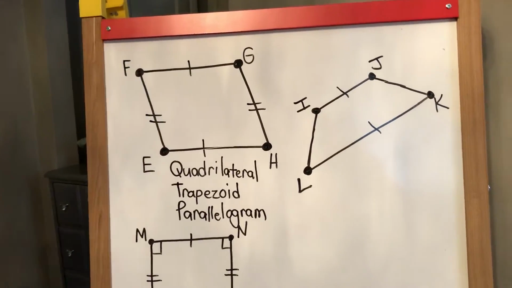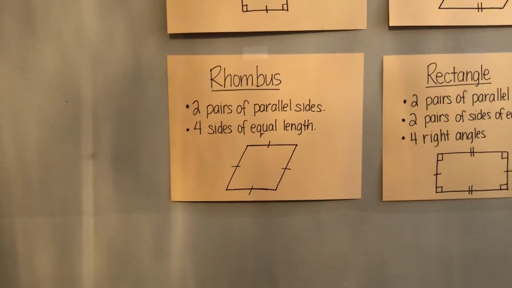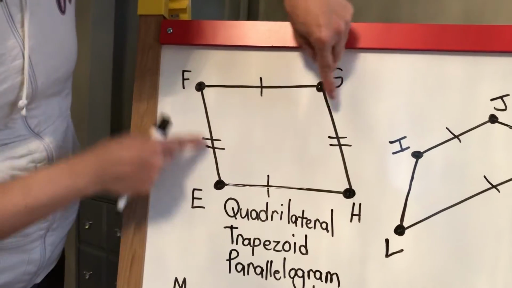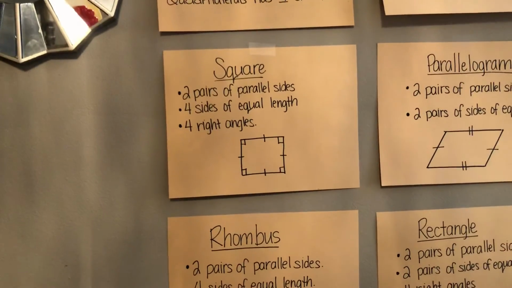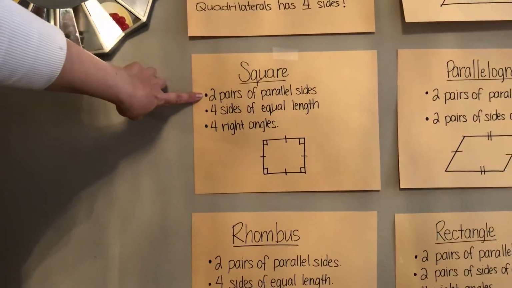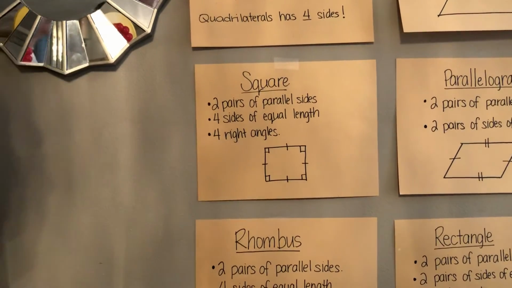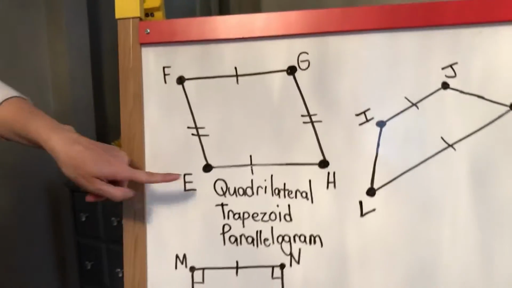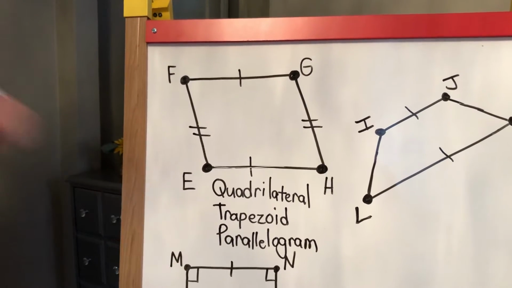Let's see, rhombus has 2 pairs of parallel sides and 4 sides that are equal length. Well, this is longer than this one. So these are not all the same size. And square, all the sides need to be the same and it has to have 4 right angles. So it only meets this criteria for a square, 2 pair of parallel sides. It doesn't have equal length and it doesn't have 4 right angles. So this shape is a quadrilateral, it is a trapezoid, and a parallelogram, okay?